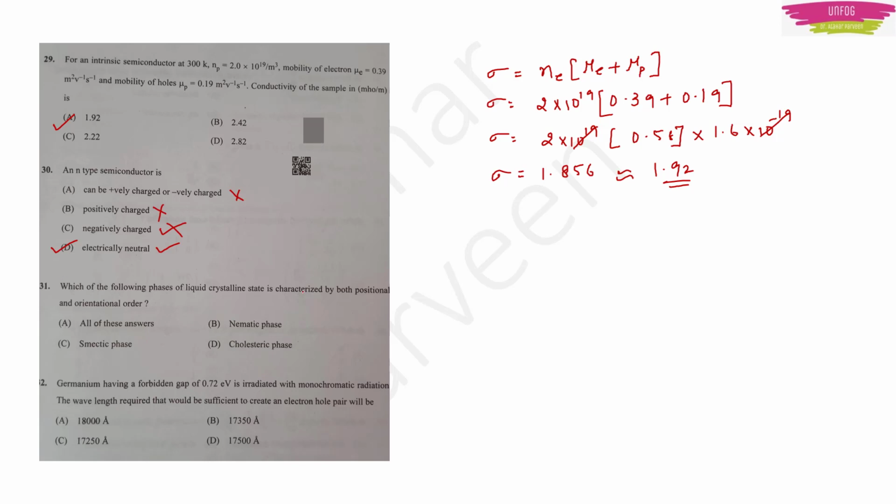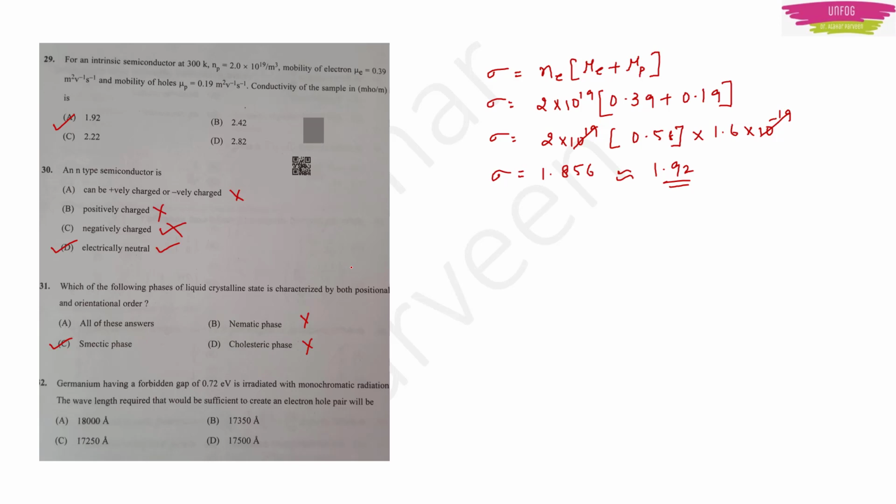Next, which of the following phases of liquid crystalline state is characterized by both positional and orientational order? In nematic phase, there is no orientational order, but position is there in order. So this is wrong. Then cholesteric phase, actually it is chiral. What happens there is molecules are spiral or in the helical shape. So you call that they are chiral. So this is also not possible. In smectic phase, the liquid crystalline state is characterized by both positional and orientational order. So option C will be the right answer.